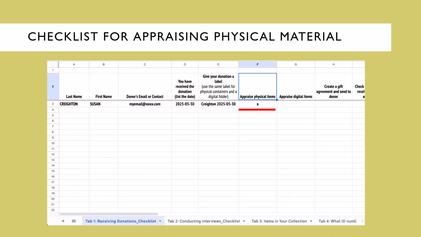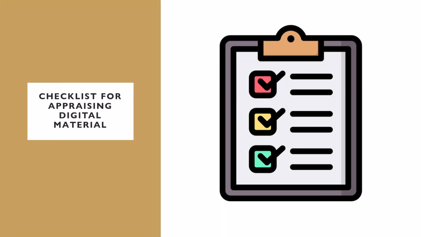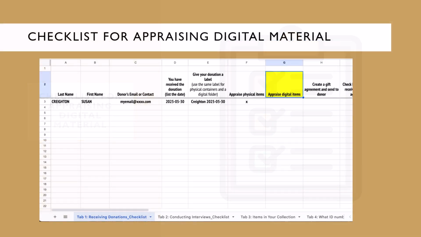Once you've done all your appraisal steps for your physical materials, check off this step in column F. Next, let's continue the checklist with digital files. In column G, now you're going to appraise the digital donation. Appraising digital files involves a slightly different set of steps, but still has to do with checking the condition of the donation.